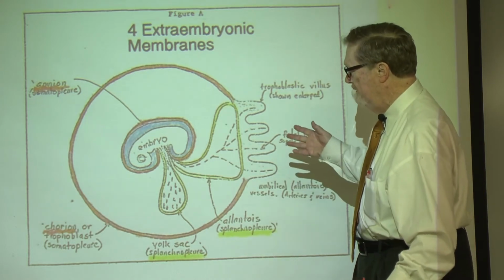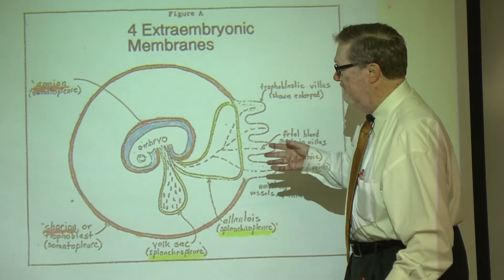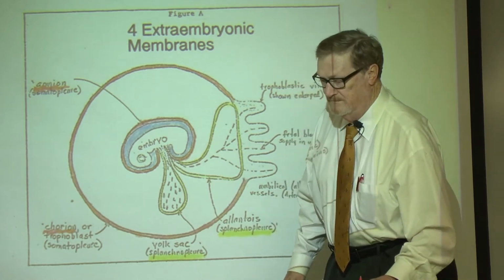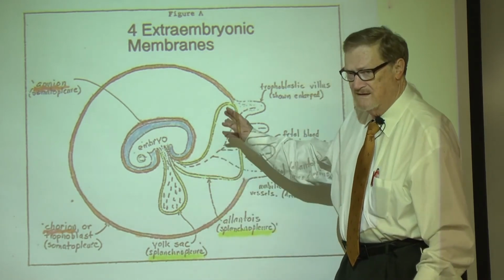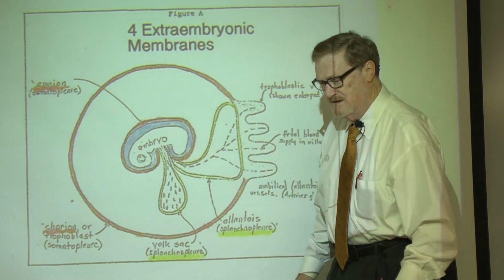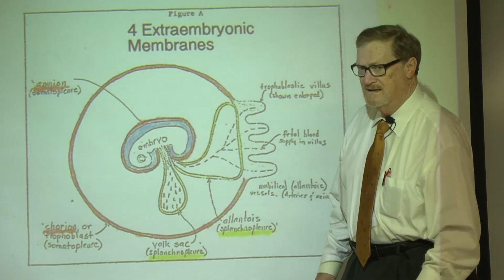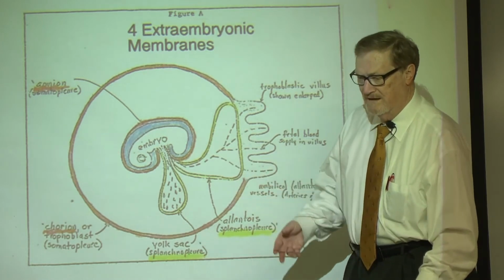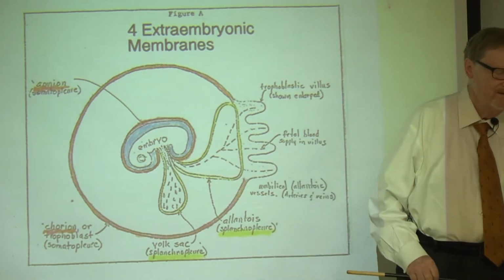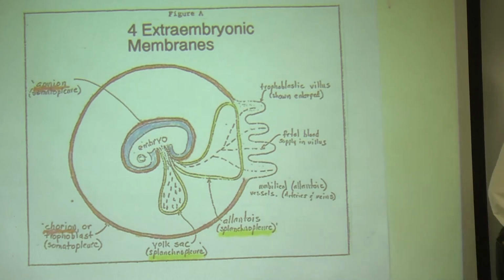So these are the 4 extra embryonic membranes, and you find them in most places, not in frogs. Frogs don't have all of these extra embryonic structures, but almost everything that lays an egg or delivers a live bear, a live embryo, does have these 4 extra embryonic membranes. Oviparous egg layers and viviparous, V-I-V-I-P-A-R-O-U-S, live bearers.